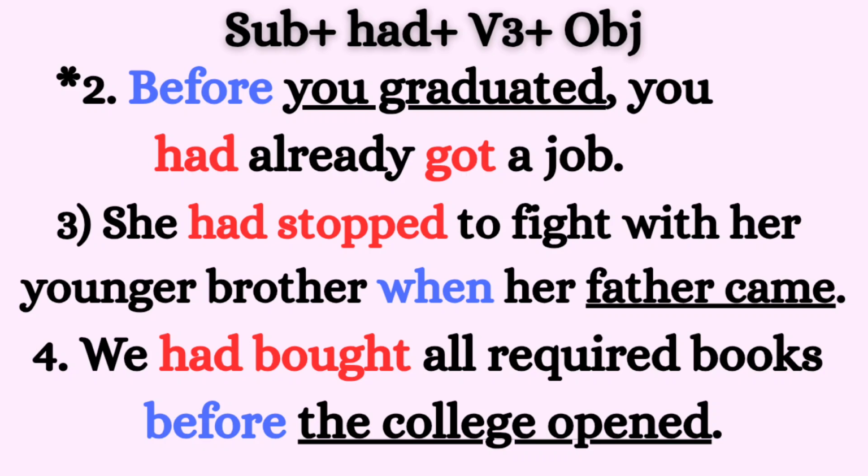Before you graduated, you had already got a job, which means two actions happened in the past. The first action was you had already got a job before you graduated, before you completed your studies in that college. You had attended campus placements and got a job.